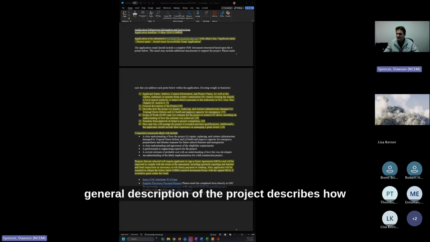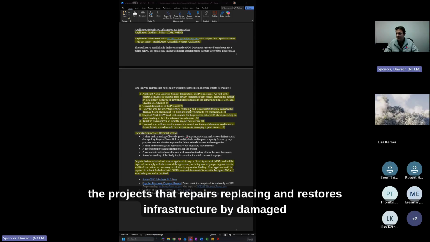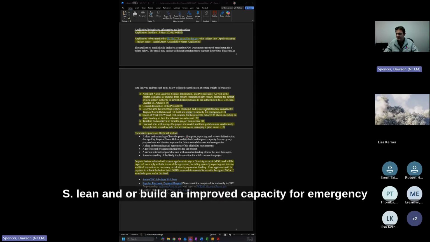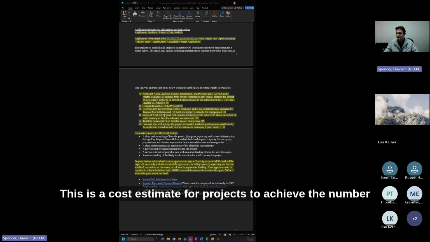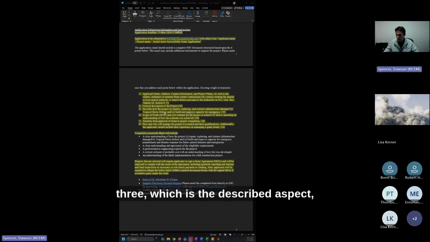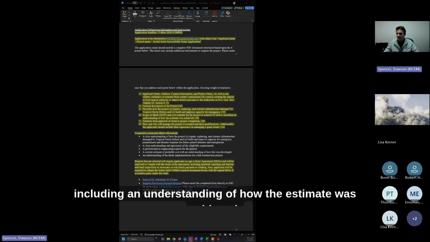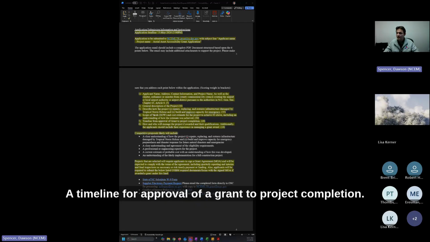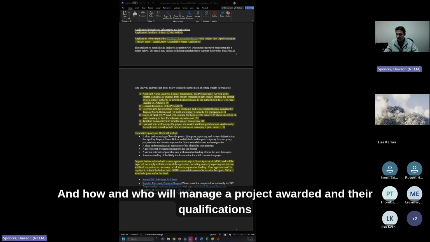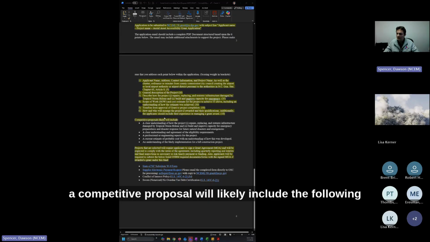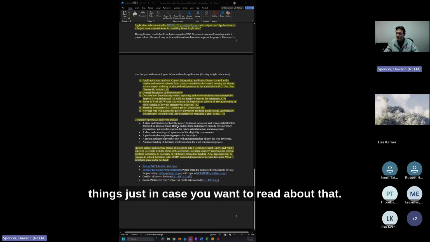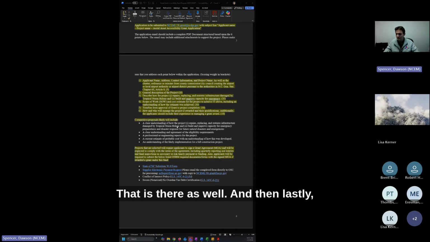General description of the project. Describe how the project repairs, replaces, and restores infrastructure damaged by TS Helene, and/or builds and improves capacity for emergency preparedness. It also will include a scope of work. This is a cost estimate for the project to achieve number 3, which is the described aspect, including an understanding of how the estimate was achieved. A timeline for approval of a grant to project completion, and how and who will manage the project if awarded and their qualifications. A competitive proposal will likely include the following things. Just in case you want to read about that, that is there as well.